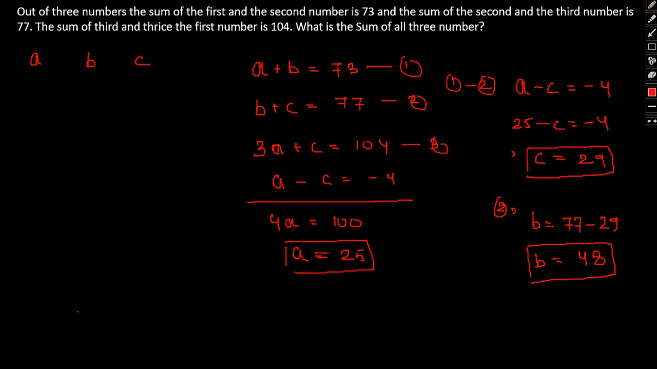Now what is asked, what is the sum of three numbers? So therefore A plus B plus C is asked. That would be 25 plus 29 plus 48. That would give us 54 plus 58, 102, which will be our answer.